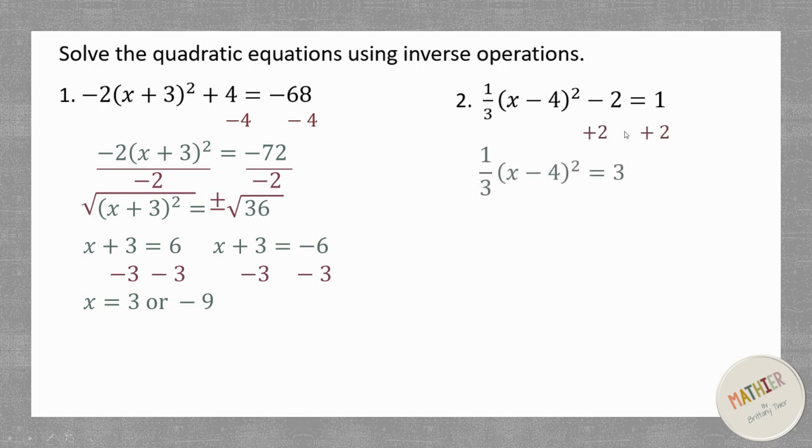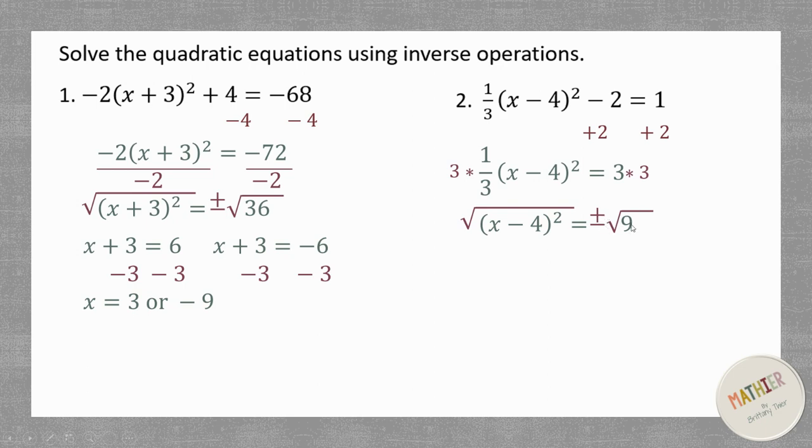And then outside the parentheses, we're multiplying by 1/3. The inverse operation of multiplying by 1/3 would be to multiply by the reciprocal. So multiply both sides by 3. So 3 and 1/3 cancel each other out. And then to get rid of this square power outside the parentheses, take the square root of both sides. When we take the square root of both sides, we have to remember plus or minus.